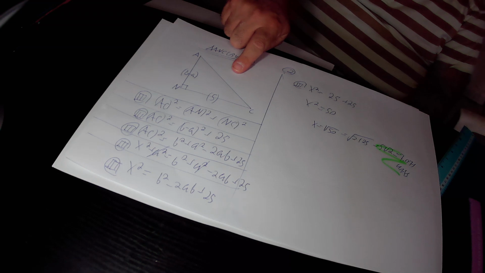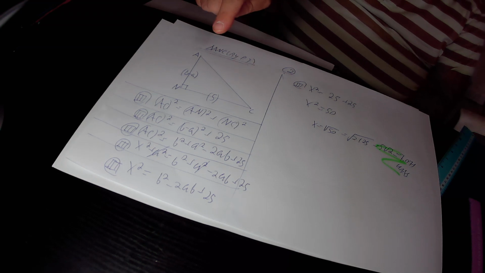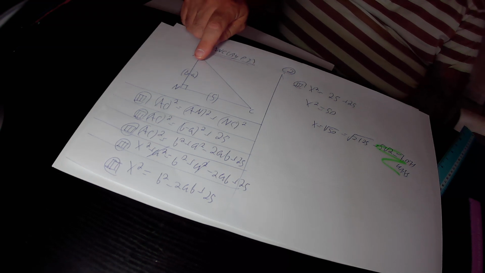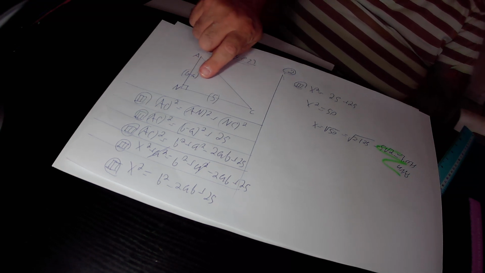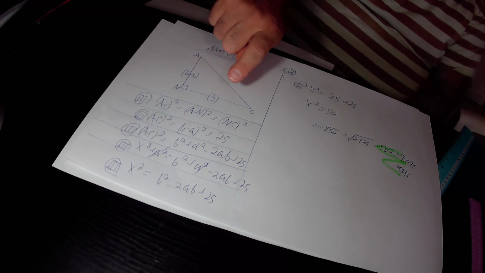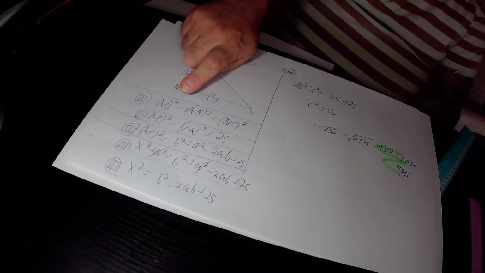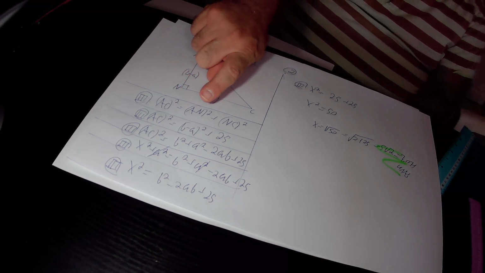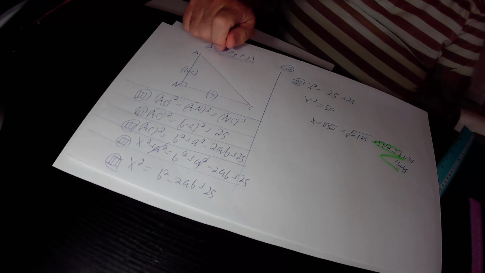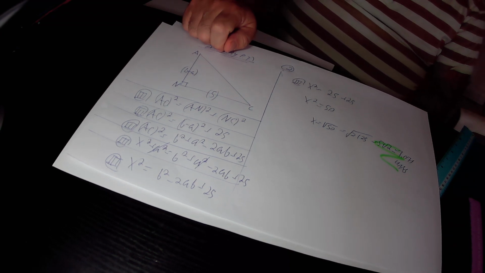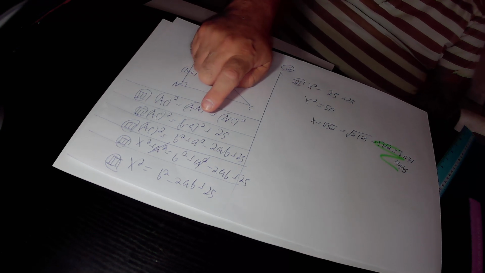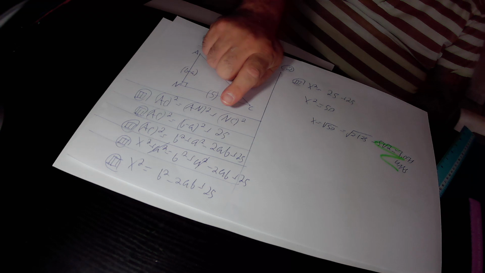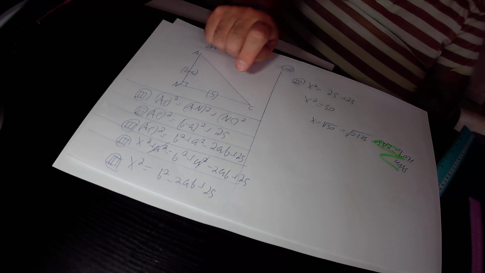AC is the missing side, so we leave it as is: AC square equals AN square plus NC square. AN is B minus A, therefore AN square is (B minus A) square, plus NC square. NC is 5, therefore NC square is 25. So in total, according to equation 3, AC square equals (B minus A) square plus 25, which equals B square plus A square minus 2AB plus 25.